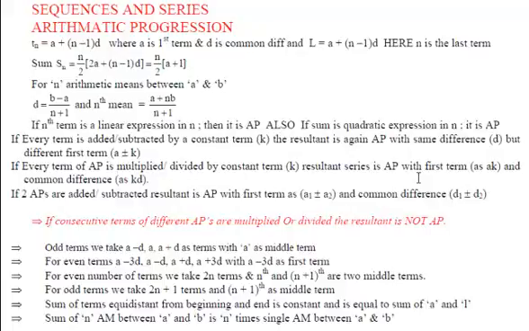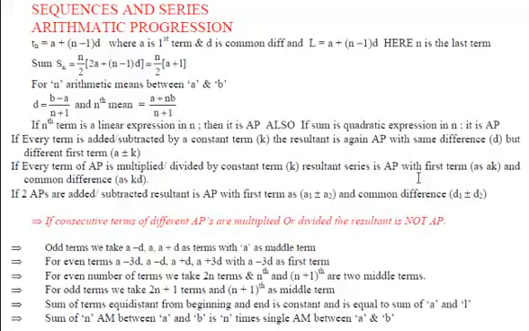Now, pertaining to the main thing, if every term is added or subtracted by a constant term, it remains an AP with the same common difference, but the first term changes. And similarly, if you multiply or divide, the first term also changes, the common difference also changes, but it remains an arithmetic progression only. Now if two APs are added or subtracted, the resultant will be again an AP with common difference d1 plus or minus d2. But if consecutive terms of an AP are multiplied or divided, the result is not an AP.